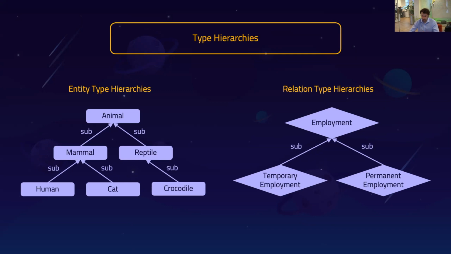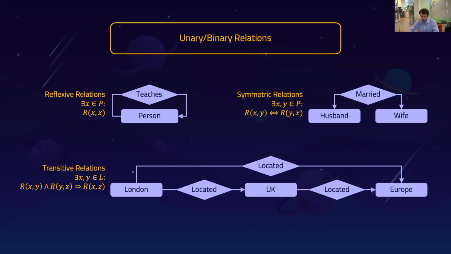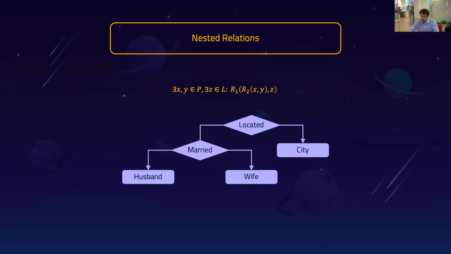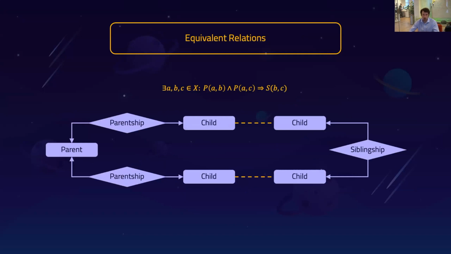I also have a lot of different types of relations that I want to model. For example, unary and binary relations, which we can subdivide into more different types of relations. We also need to model things like ternary, n-ary, and infinitary relations, but also nested relations and equivalent relations. In short, there are a lot of different types of relations that we want to natively represent in the database, because that's effectively how we consider the domain to be accurate. And that's how we also want the database to be able to model it.